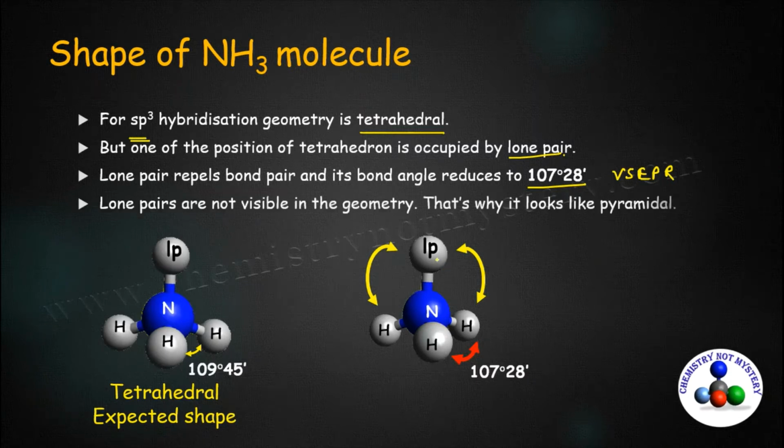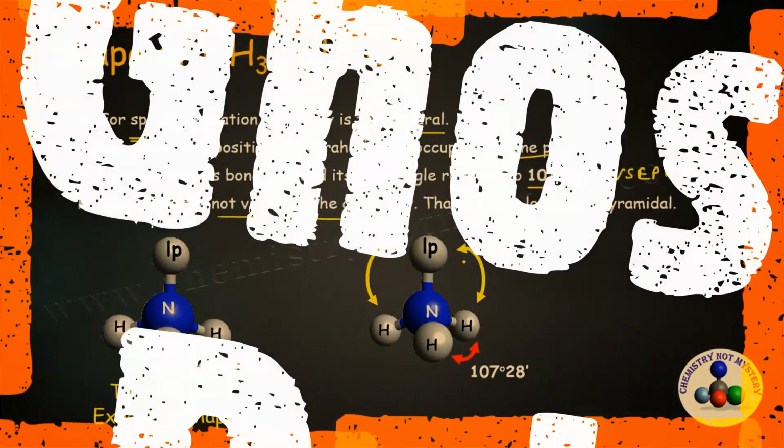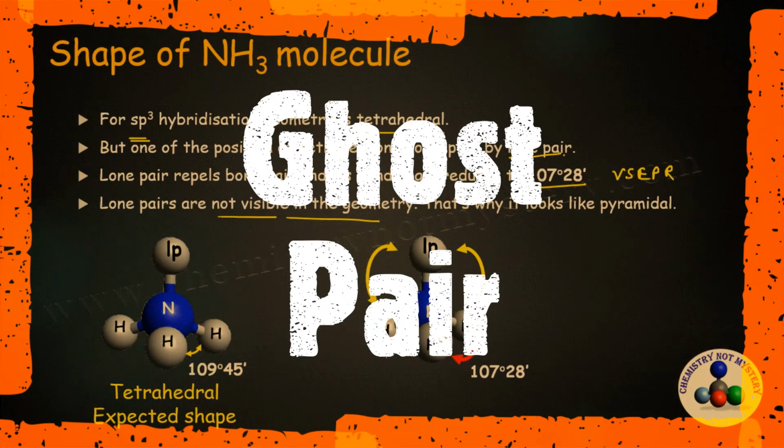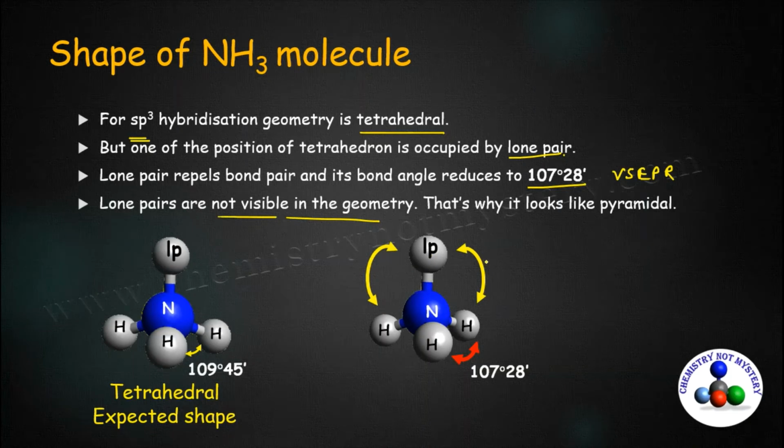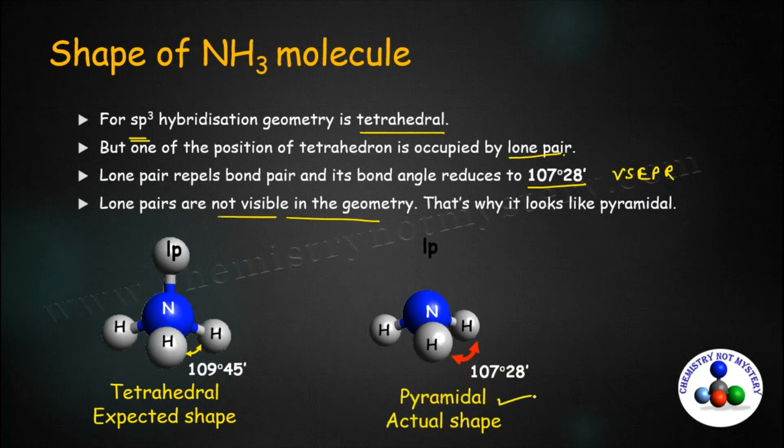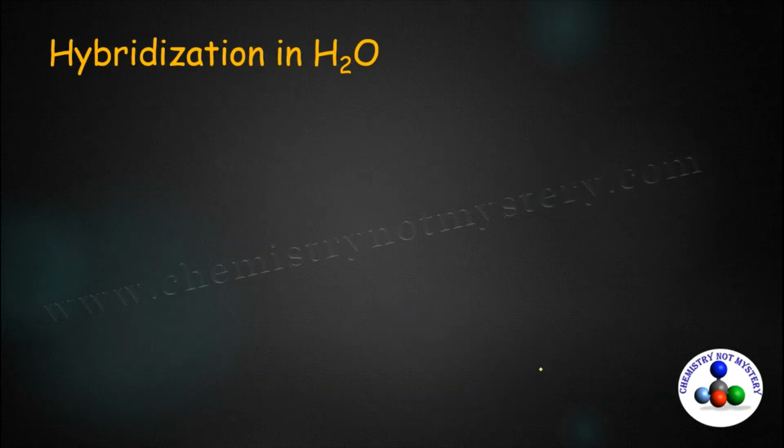28 minutes. But these lone pairs are not visible in the geometry. They are like ghost pairs. They influence the geometry, but they are not visible in the geometry. That's why the shape of the ammonia molecule looks pyramidal. So the actual shape of the ammonia molecule is pyramidal, while the geometry remains tetrahedral.